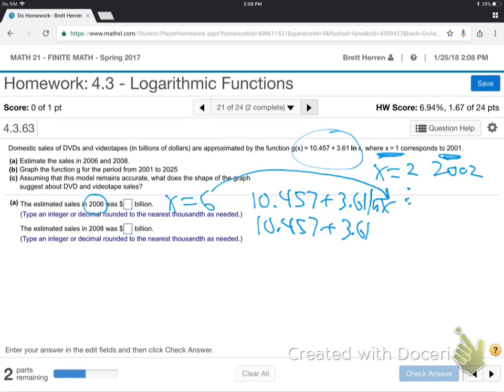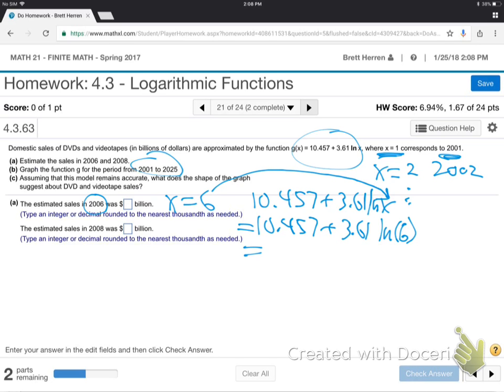10.457 plus 3.61 natural log 6. And then just hit the buttons on your calculator. Same thing for 2008. Graph the function for that. Assuming that this model remains accurate, what does the shape of the graph suggest? I don't know. You just look at the graph and it'll say something. If it's going up or going down or leveling off or something like that, you'll be able to use the help button on here, the question help, if you're at all confused.